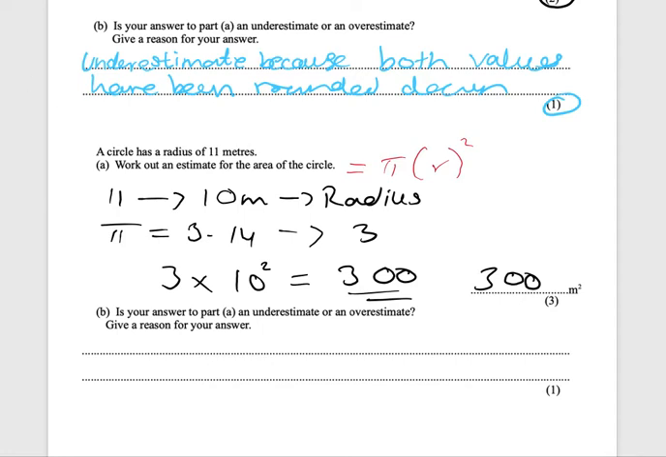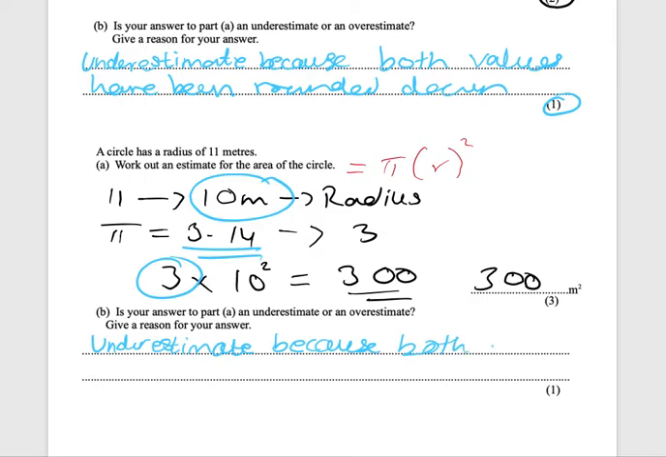Now it says, is your answer an underestimate or overestimate? Well, 11 we have rounded down to 10 meters, and pi we have rounded down to 3 from 3.14. So is it an underestimate or overestimate? It's going to be an underestimate because both values have been rounded down. Okay, and that would get you 1 mark.